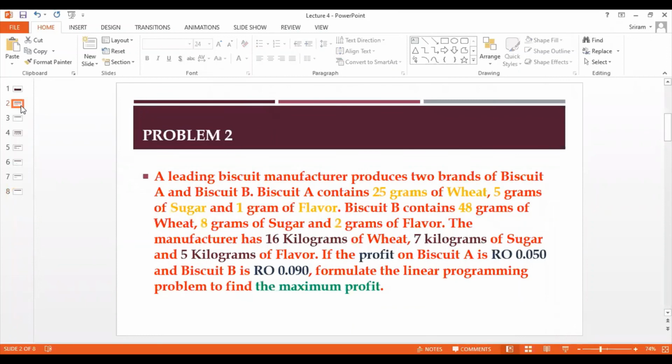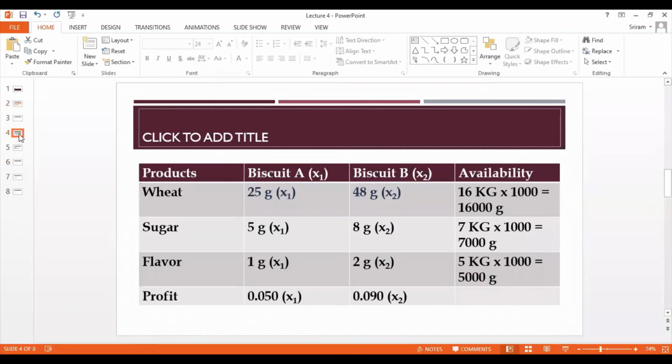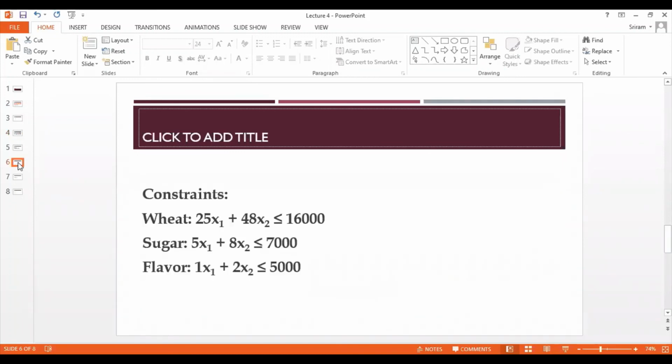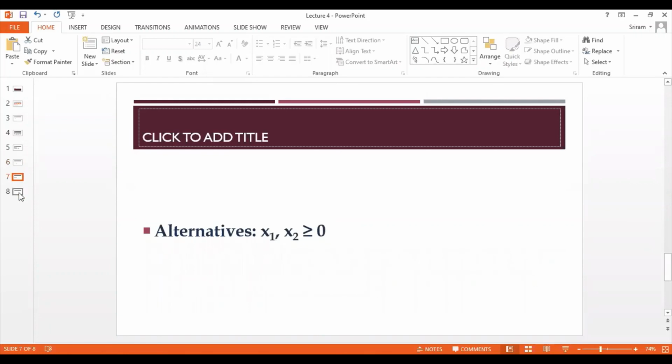So we are going to read the problem, and from the problem we are going to identify the objective, and then identify the resources available, the resources required, and then the profit. And using this idea, we are going to make a table. This table is only for understanding. And from this table, we are going to find the constraints, then identify the alternatives, and then identify the objective function. Okay, understand dear?